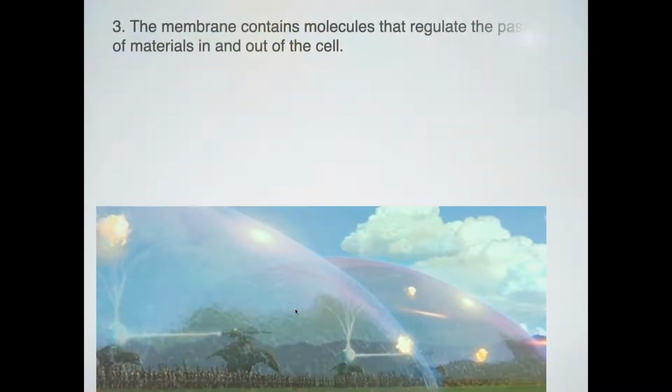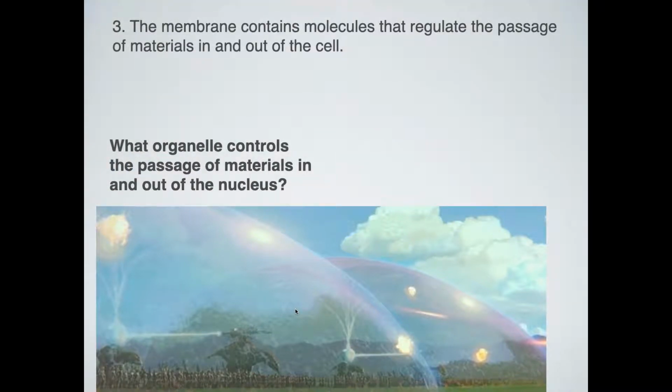Okay. So first things first, the membrane itself does contain molecules that regulate the passage of materials in and out of the cell. And so just as a reminder to ourselves, what organelle controls the passage of material in and out of the nucleus? Well, those were the nuclear pores, right? The nucleus also has a double layer of membrane surrounding it. It's kind of like that, but on a bigger scale, right? So we have nuclear pores on the surface of the nucleus that allow things in or out.